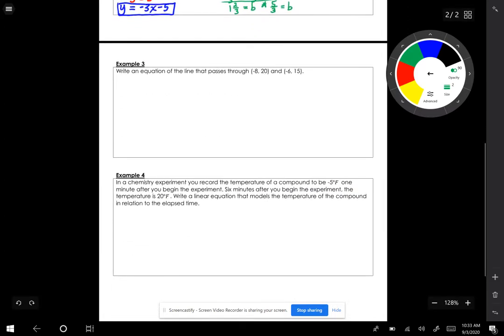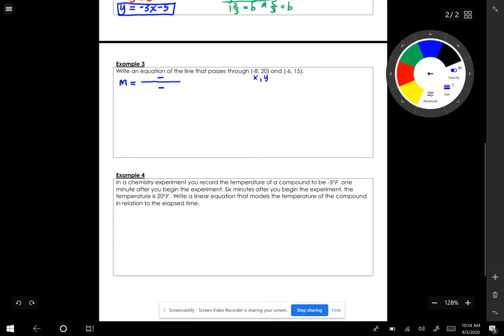Okay, the next one: write an equation of the line that passes through (-8, 20) and (-6, 15). So for this particular one, we don't know the slope, so that's the first thing we need to find. So we are going to use the slope formula. So m equals, hopefully you remember this from a previous lesson, the minus sign in the middle of your formula, and you're going to label your points first.